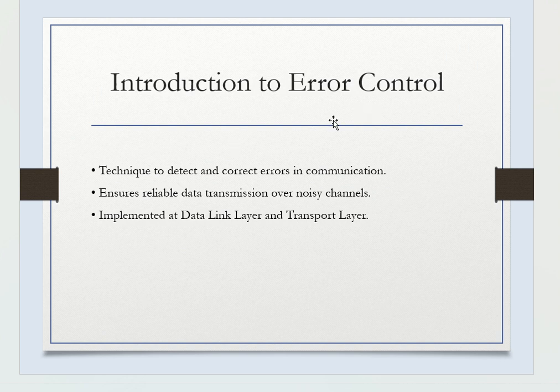Introduction to error control. In digital communication systems, data is transmitted over various channels that are often prone to noise, interference, and other impairments. These factors can cause errors in the received data. Bits may get flipped from 0 to 1 or vice versa. The techniques to detect and correct errors in communications, ensuring reliable data transmission over noisy channels, are implemented at the data link layer and the transport layer. There are two main types of error control: error detection and error correction.